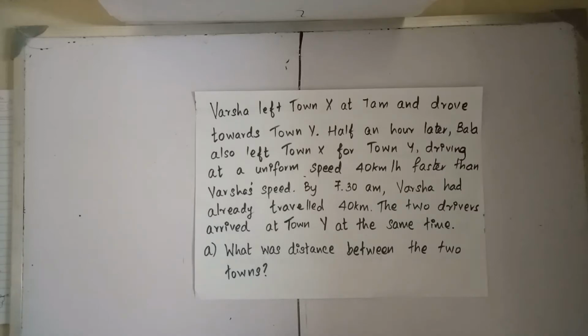In this video, we'll be looking at a problem on distance and speed. Varsha left town X at 7 am and drove towards town Y. Half an hour later, Bala also left town X for town Y, driving at a uniform speed 40 km per hour faster than Varsha's speed. By 7:30 am, Varsha had already travelled 40 km. The two drivers arrived at town Y at the same time. What was the distance between the two towns?